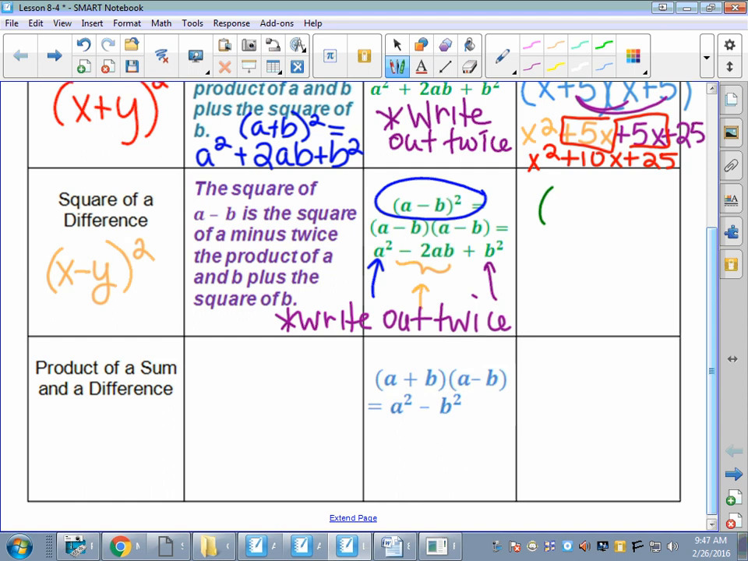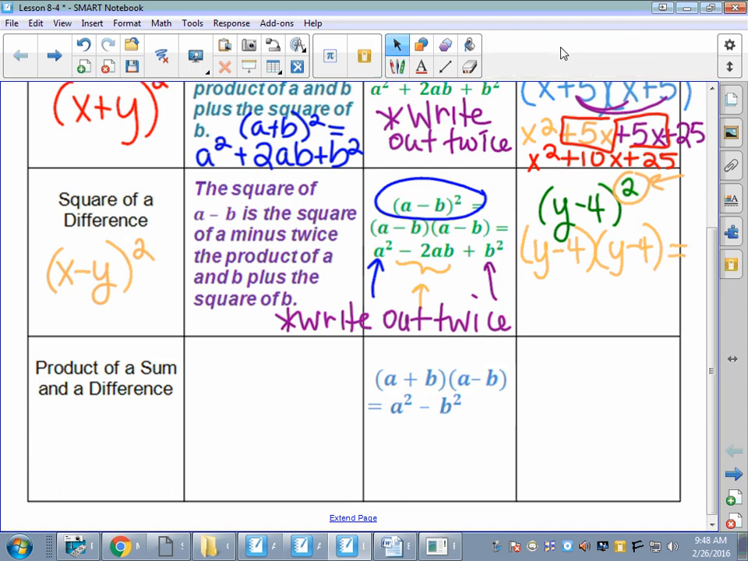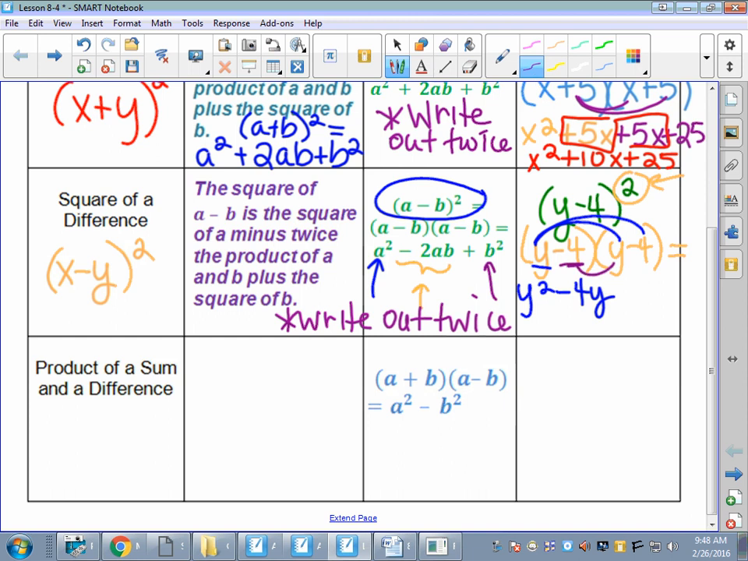So if I've got, let's do a y minus 4 this time, quantity squared. So write out, remember the 2 tells you how many times you're going to multiply that. So y minus 4 and y minus 4. So I'm going to do my distributive property or FOIL. Y times y is y to the second. Y times negative 4 is minus 4y. Negative 4 times y is another negative 4y. And negative 4 times negative 4 is a positive 16. Watch that sign for the last.